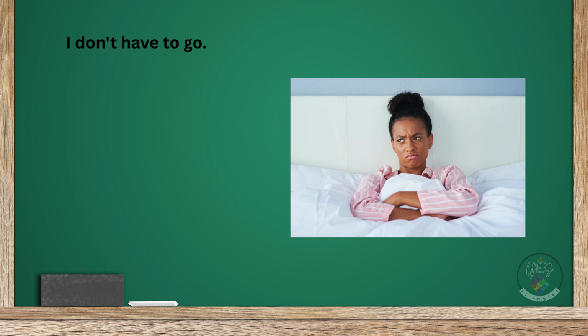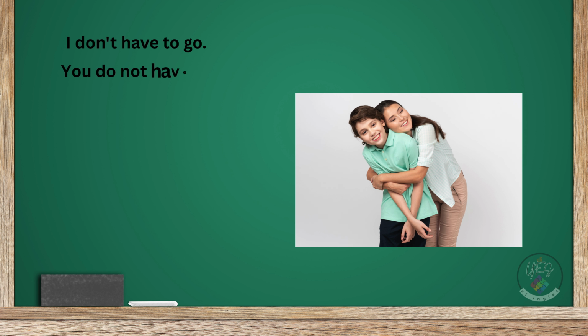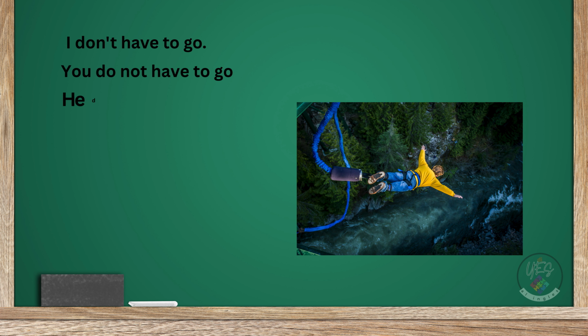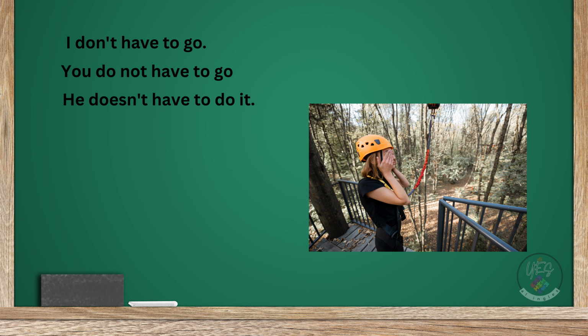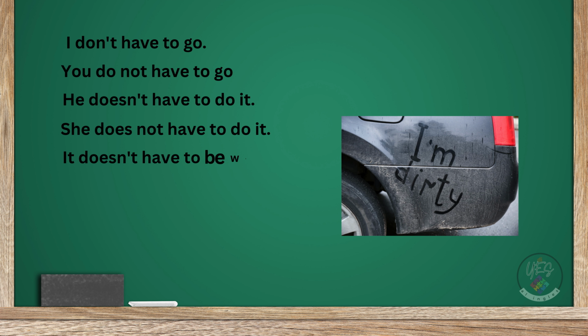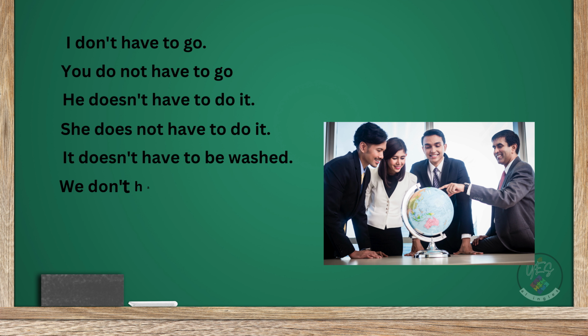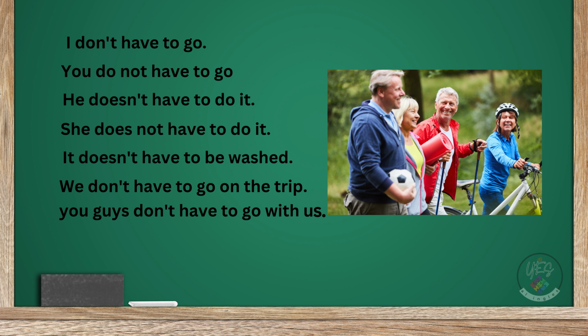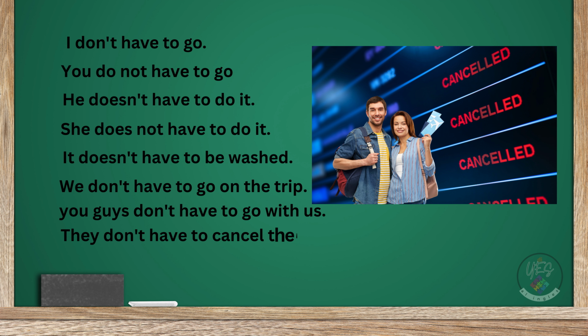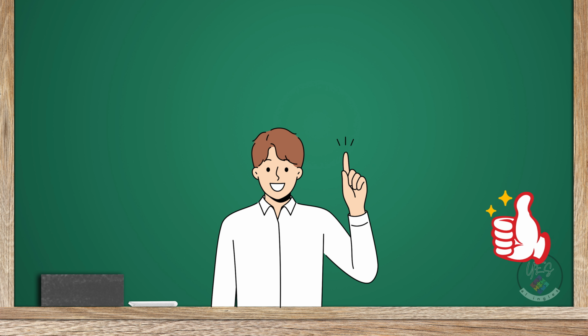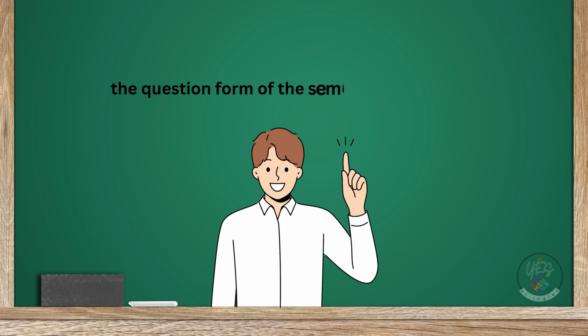I don't have to go. You do not have to go. He doesn't have to do it. She does not have to do it. It doesn't have to be washed. We don't have to go on the trip. You guys don't have to go with us. They don't have to cancel their tickets. All right, excellent. Now, let's delve into some examples that incorporate the question form of the semi-modal have to.